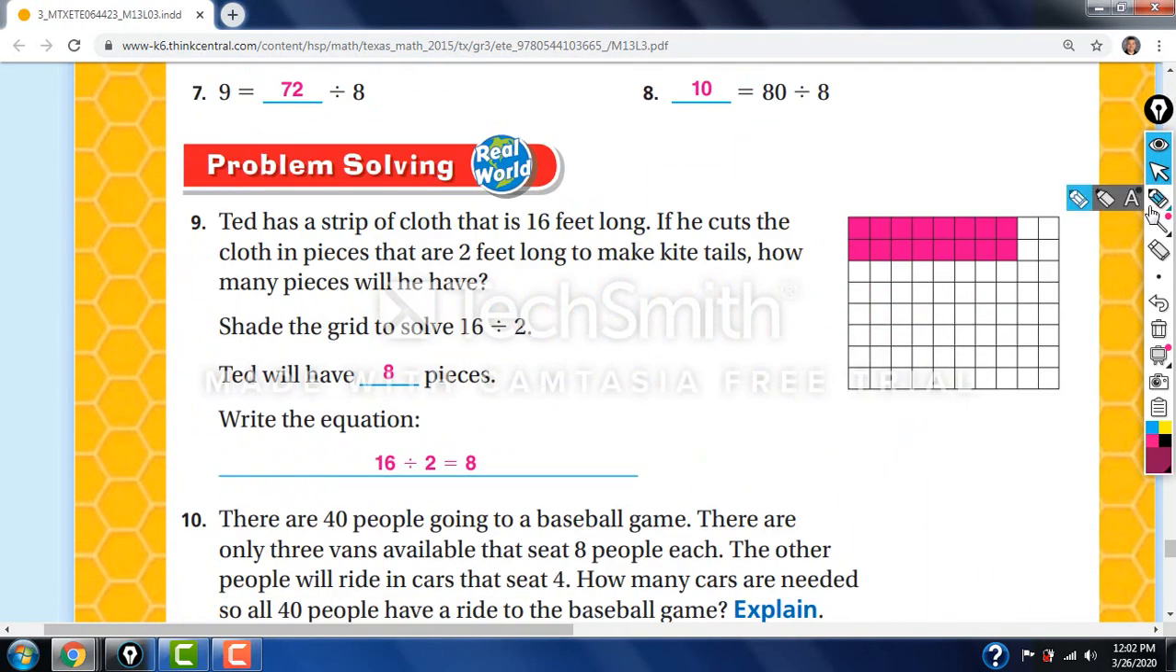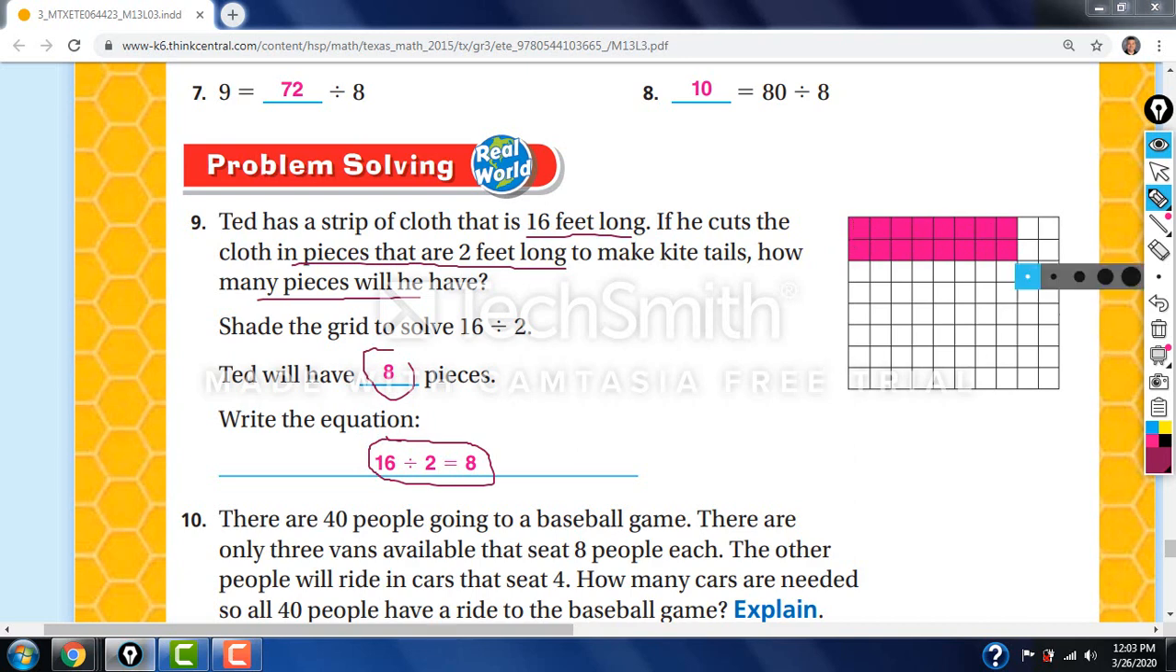So let's look at the question and start analyzing what we have. Ted has a strip of cloth that is 16 feet long. He cuts the cloth into pieces that are 2 feet long to make kite tails. How many pieces will he have? So it's 16 feet long. Here's the grid right here, and they divided it into 2s. So here's the 2 right here, and then 1, 2, 3, 4, 5, 6, 7, 8. So 16 divided by 2, Ted would have 8 pieces. 16 divided by 2 equals 8.